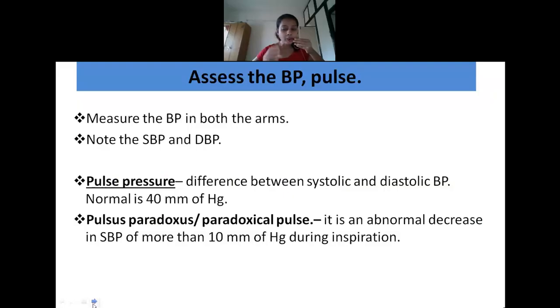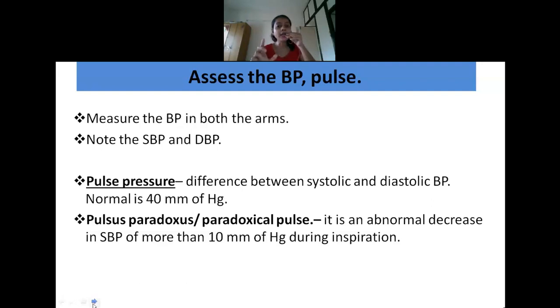You know the normal blood pressure is 120 by 80 mm of Hg. 120 is the systolic and diastolic is how much? 80 mm, isn't it? Now there is one more new term that you are supposed to learn, that is referred to as pulse pressure. Pulse pressure means the difference between the systolic and diastolic. Again I repeat, pulse pressure is the difference between systolic BP and diastolic BP. Normally, what is the normal pulse pressure? Normal BP is 120 and diastolic is 80, isn't it? So 120 minus 80, how much does it come to? 40, isn't it? So 40 mm is a normal pulse pressure here.